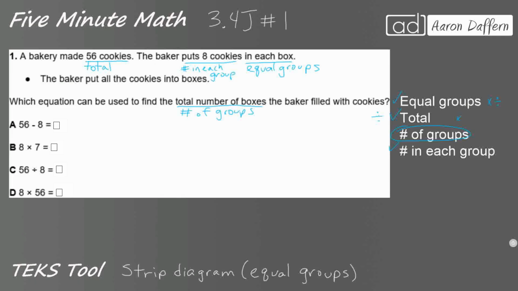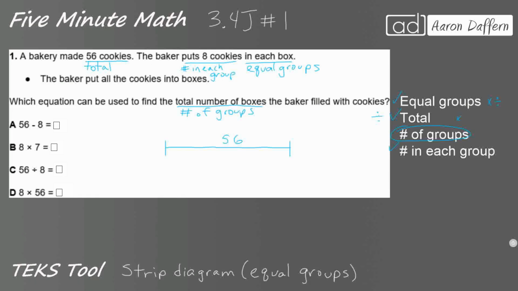Now remember, we can make the strip diagram in multiple ways. We can put our total across the top. We can put our total across the bottom. Sometimes it's a part of the strip diagram as another layer or bar. Sometimes it's a line, like a number line, all the way across. I'm going to put it across the top, and I'm going to say I've got 56 like this.